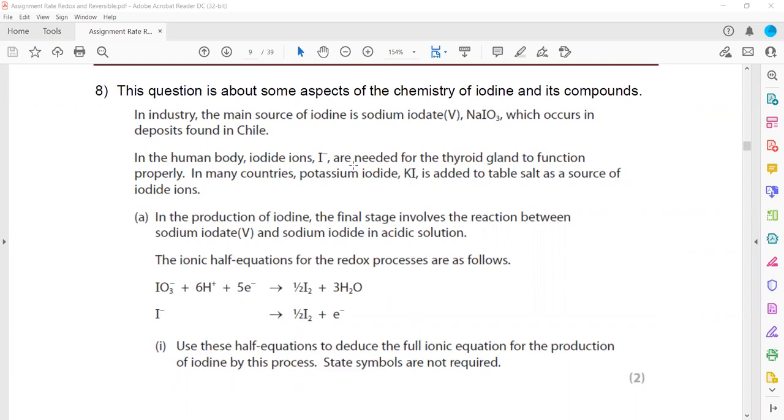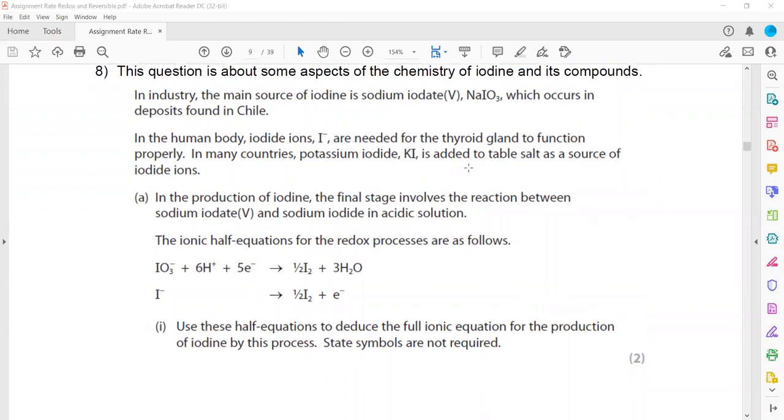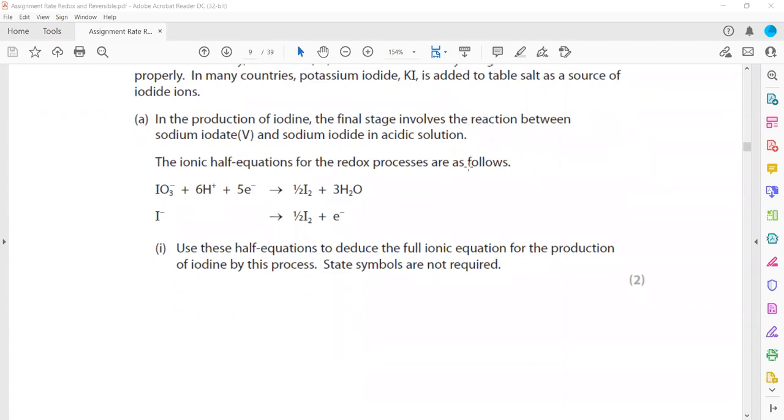This question is about some aspects of the chemistry of iodine and its compounds. In industry, the main source of iodine is sodium iodate, NaIO3, which occurs in deposits found in Chile. In the human body, iodide ions are needed for the thyroid gland to function properly. Potassium iodide is added to table salt as a source of iodide ions.